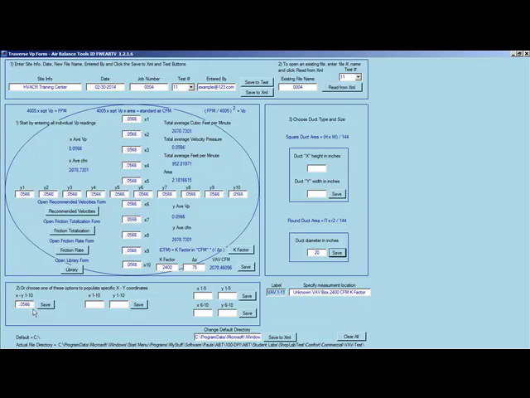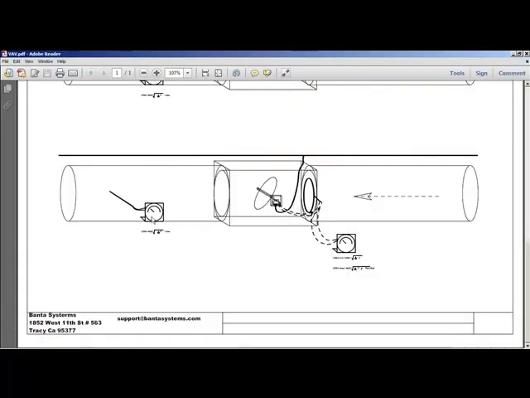At the outlet of the VAV, that magnehelic should read 0.0566 if it were an electronic device, but if it's a regular mag, we might read a 0.055, 0.056. I hope this helps you with troubleshooting and calibrating VAV boxes.